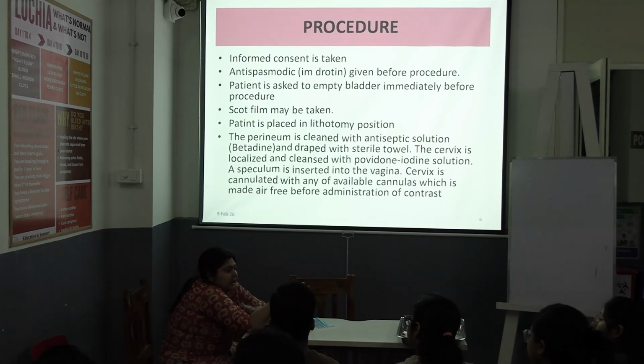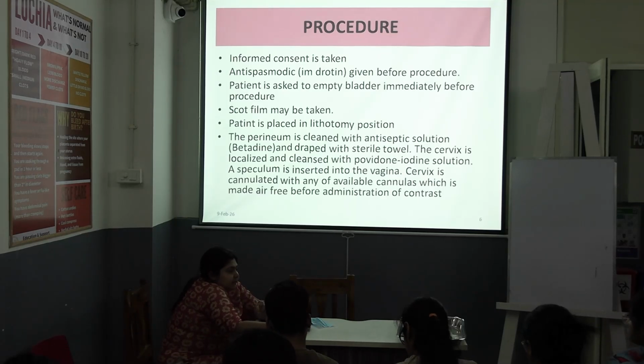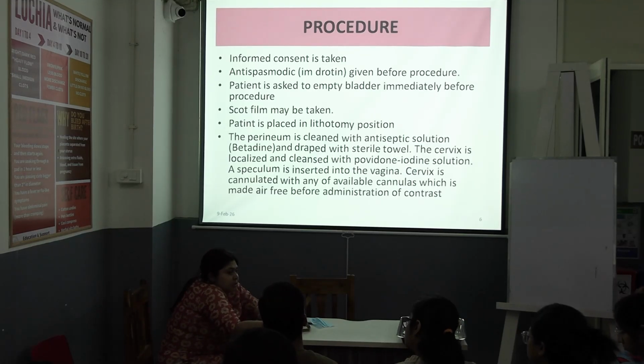Now, you will take a 10 cc syringe, and in that 10 cc syringe, what will you take? You will take the dye. We will come to the dye. How much dye will you take? You will take 10 ml of dye. Why 10 ml? Now the question comes, why 10 ml? Because the volume of the uterus is 3 ml, and the next 3 ml is used for the tubes.